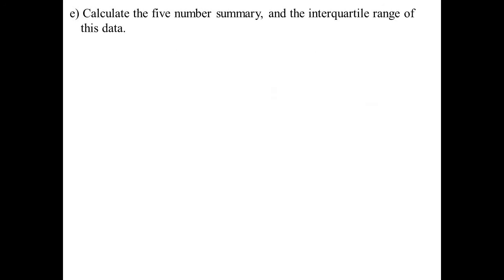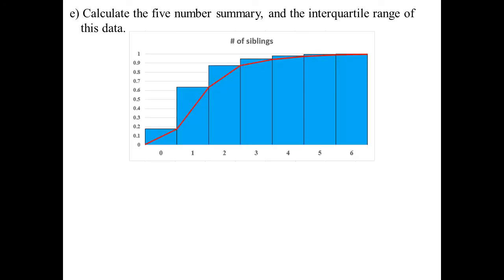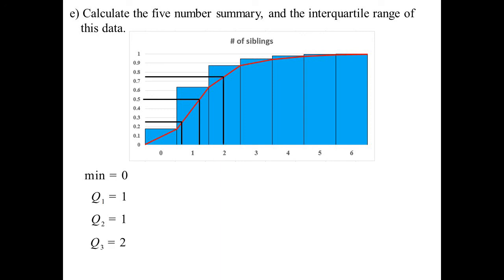Calculate the 5-number summary and the interquartile range. Okay, there's that graph again, I'm going to use that. Remember the 5-number summary? That was when we were talking about quartiles. You have the minimum, Q1, Q2, which is the median, Q3, and the maximum. So I can read off the graph. Q1 would be 25%. If I go across, because we're talking about discrete data, I can say, well, that's 1. And the median would be 0.5, that's also 1. Q3 would be at 75%, so that's 2. And the maximum, of course, is 6. So there's our 5-number summary.